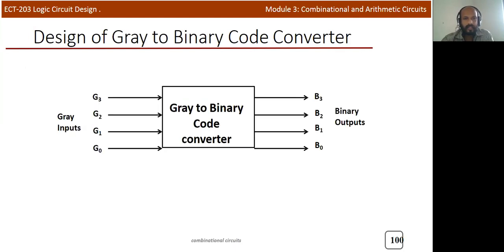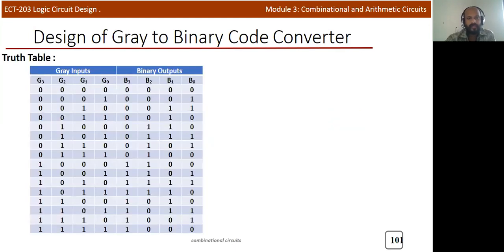Now we can think about the gray to binary converter. At the input side, we need to connect gray code G3, G2, G1, G0, 4 bits. It's a 4-bit gray to binary code converter. At the output side are B3, B2, B1, B0. So now comes the difference. First you need to write the truth table: the input side is the gray code, and at the output side you write the binary. Previously we did it the opposite way.